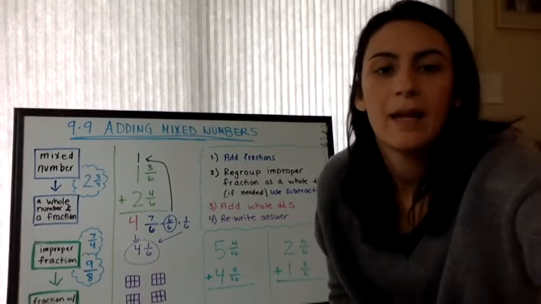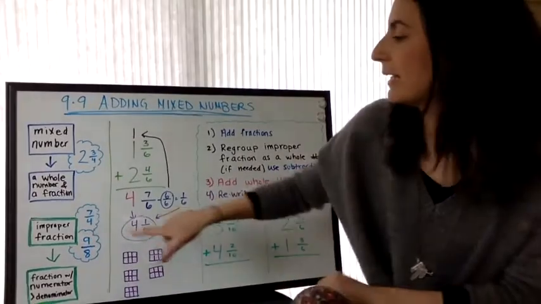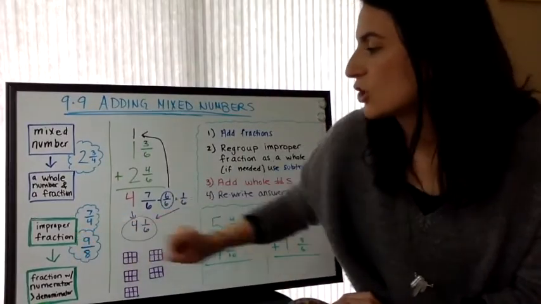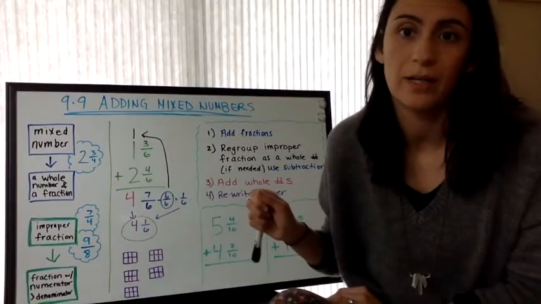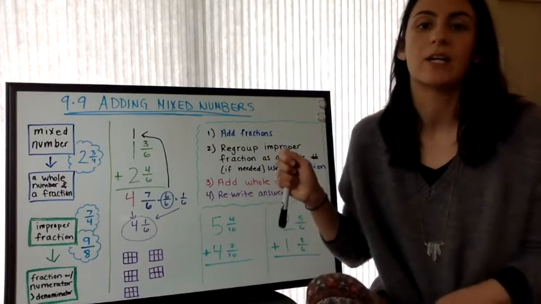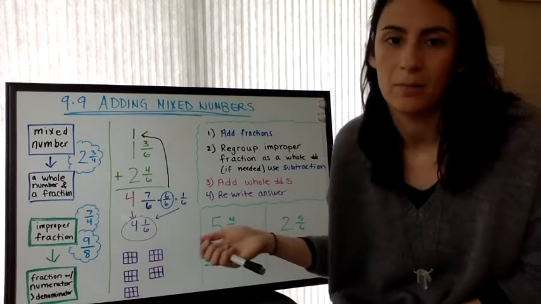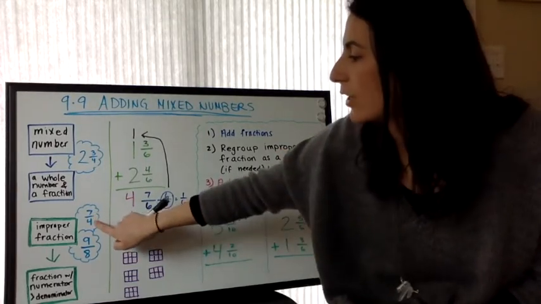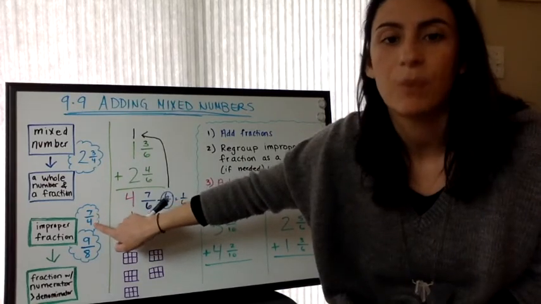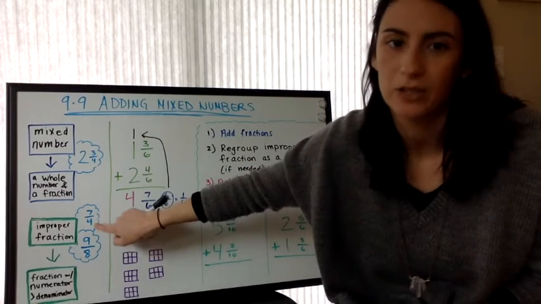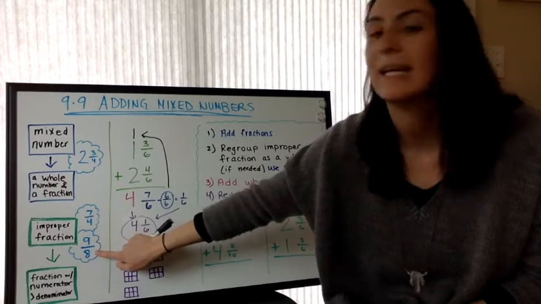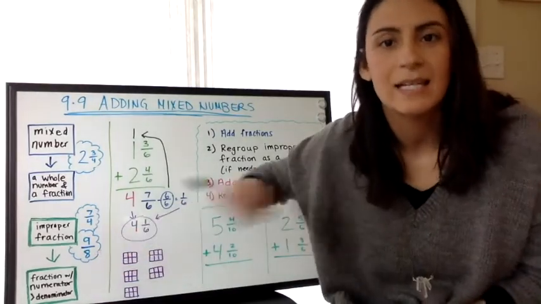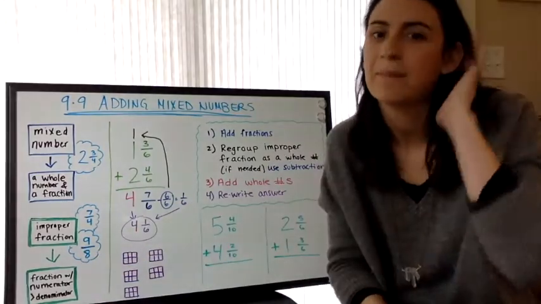Okay, I'm going to scroll this down. An improper fraction is just a fraction where the numerator, the number on top, is greater than the denominator, the number on bottom. So 7 is greater than 4, so 7/4 is an improper fraction. 9 is greater than 8, so 9/8 is an improper fraction, okay?